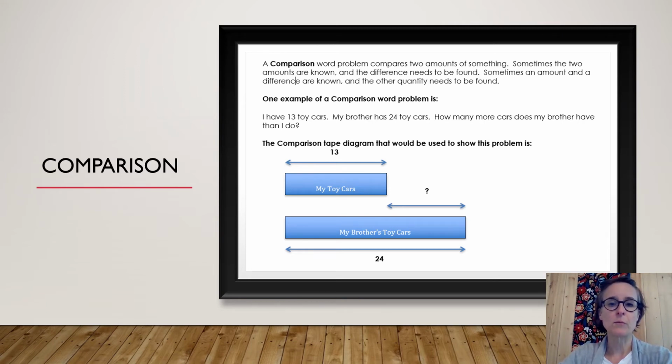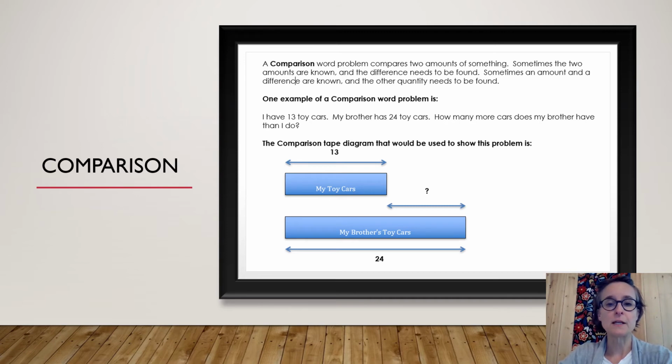In this word problem, we read, I have 13 toy cars. My brother has 24 toy cars. How many more toy cars does my brother have than I do? The comparison problem that matches this word problem is what we see below.